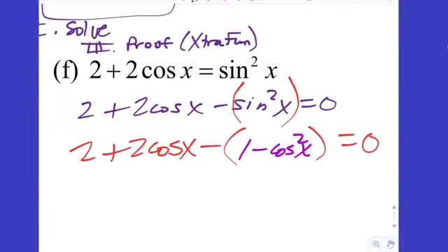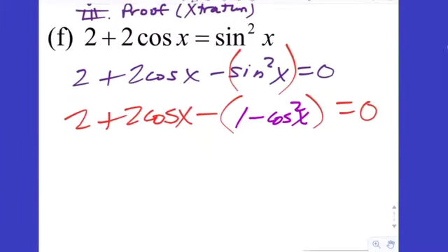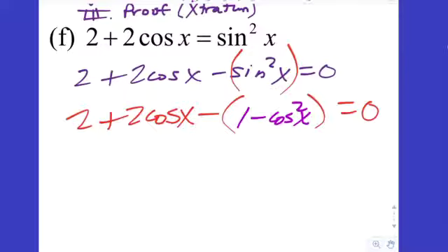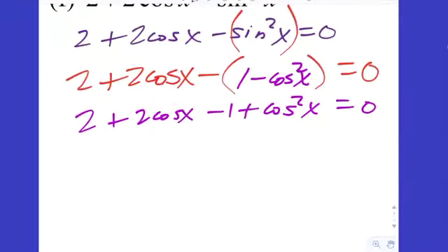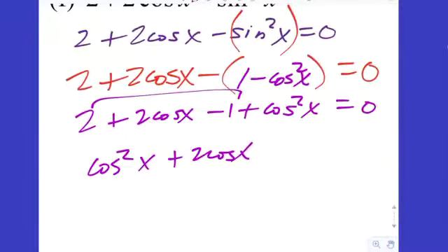Very good. All right, and now we have to distribute: 2 plus 2 cosine of x minus 1 plus cosine squared. And now we'll collect like terms and write it in descending order. You have a cosine squared plus 2 cosine of x, and then your constants, 2 minus 1 is plus 1, equals 0.